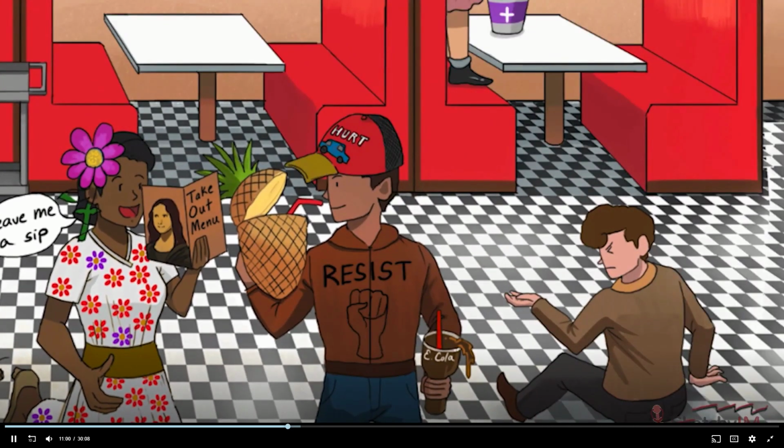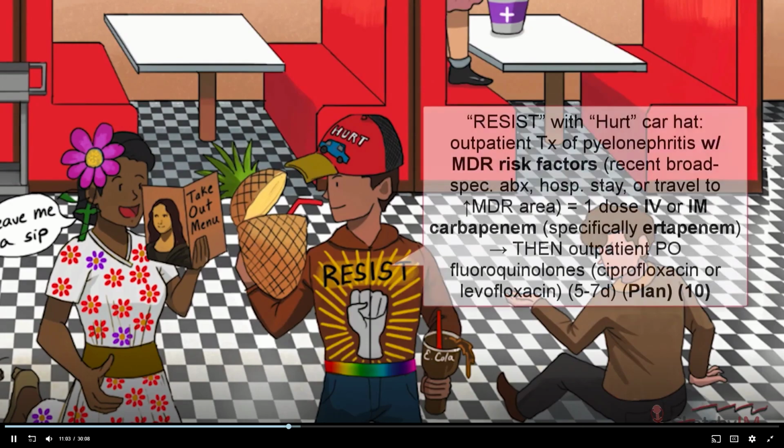Next to our lady in tropical garb, we have a pretty tough-looking guy wearing a pretty tough-looking biker jacket. He's here to remind us of patients at risk for multi-drug resistant organisms. You know, recent hospital stay or recent antibiotic use, etc. Those patients should receive a one-time dose of an IV or IM carbapenem, specifically ertapenem, prior to starting the oral regimen. Just take a look at his hat. Carbapenem is the car, ertapenem is the hurt. After that, proceed with your 5 to 7 days of oral fluoroquinolones.